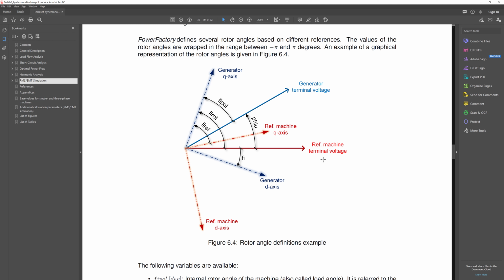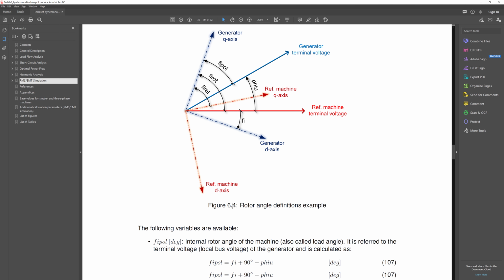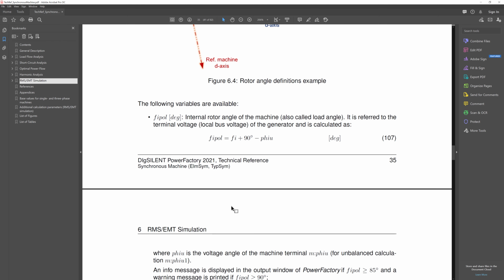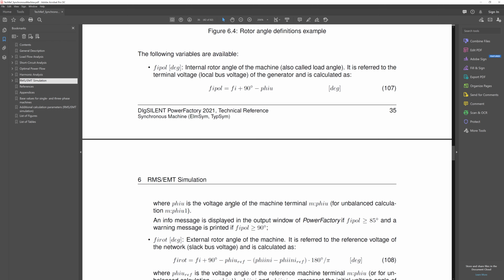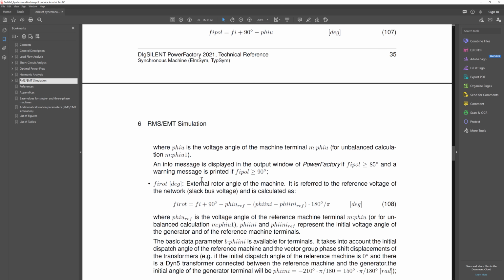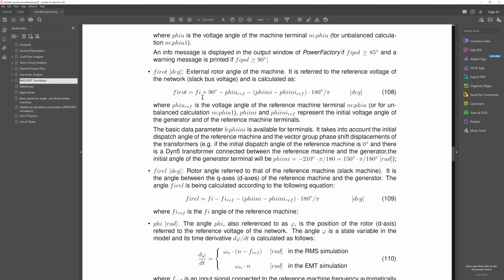What I'm trying to tell you is inside PowerFactory, there are many angles. There is phi rod, phi pole, phi rail, phi U, phi. And if you want to understand this, don't ask your professor. Come here and understand this, okay? Come here and read about phi rod, the external rotor angle of the machine, referred to the reference voltage of the network, okay? Please, I highly suggest come here and read the technical documentation, okay?